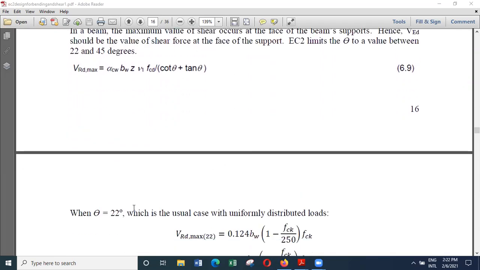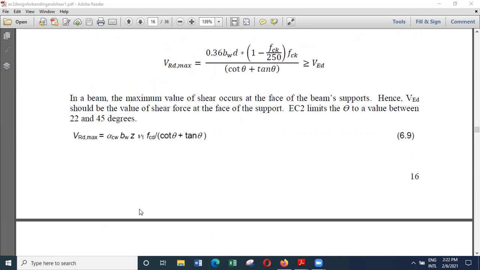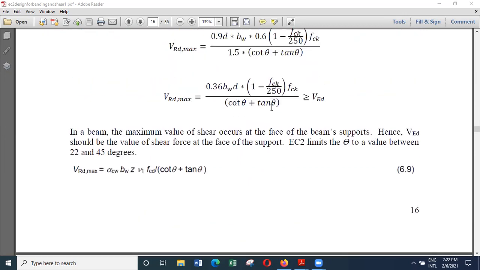So the minimum value for theta is 22 degrees. And when it is 22, this is 2.9. So 0.36 divided by 2.9 is equal to 0.124. And 0.36 divided by 2 is equal to 0.18. So this will have a maximum value of 0.18 times this expression. And the minimum value is 0.124 multiplied by this expression.